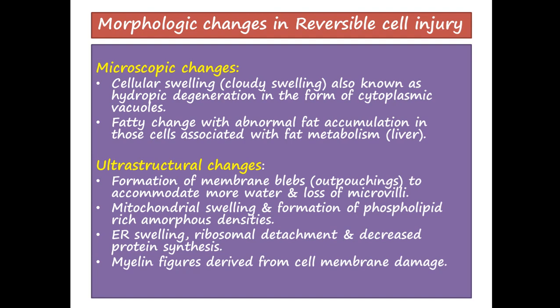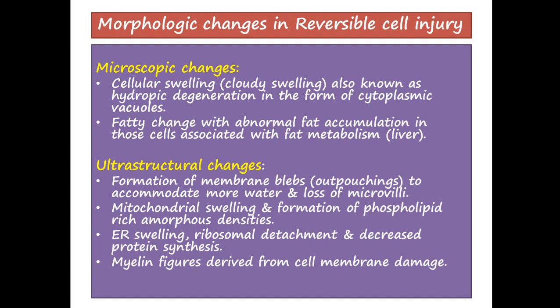Endoplasmic reticulum, when it becomes swollen, we know that the ribosomes are attached to the rough endoplasmic reticulum. What will happen is that the ribosomes will be detached from the rough endoplasmic reticulum, polysomes will be converted into monosomes, and as a result there will be decreased structural protein and functional protein or enzyme synthesis.